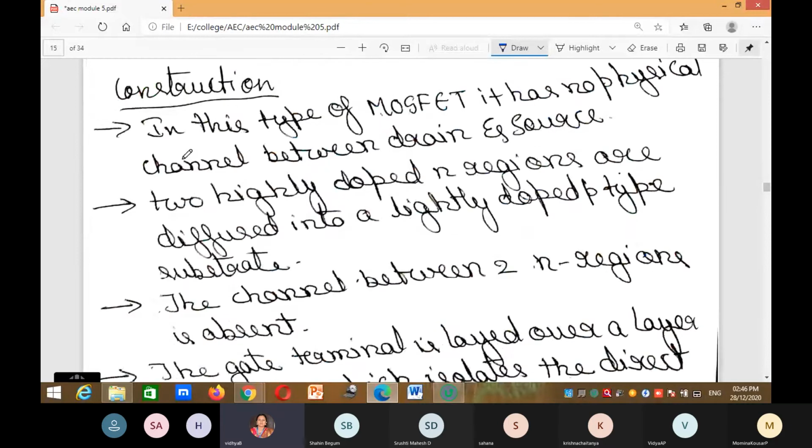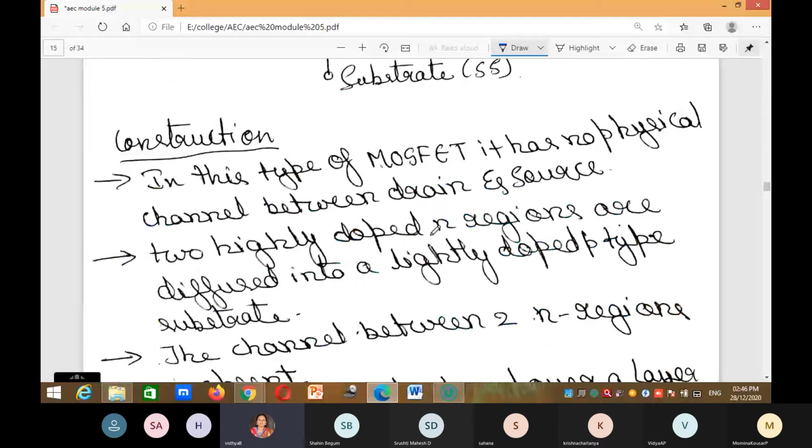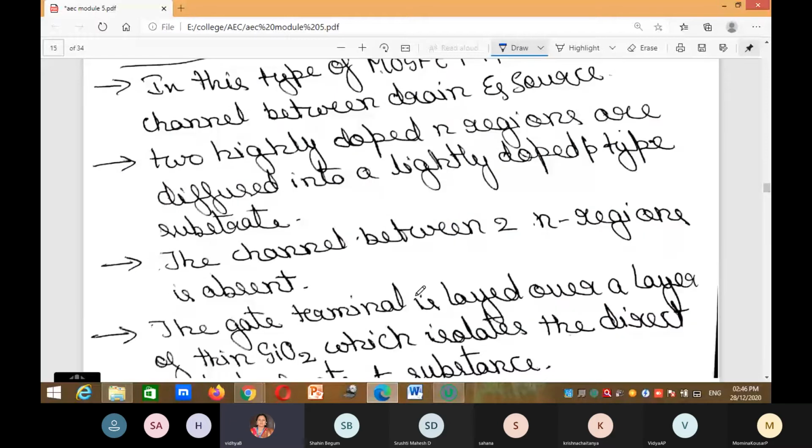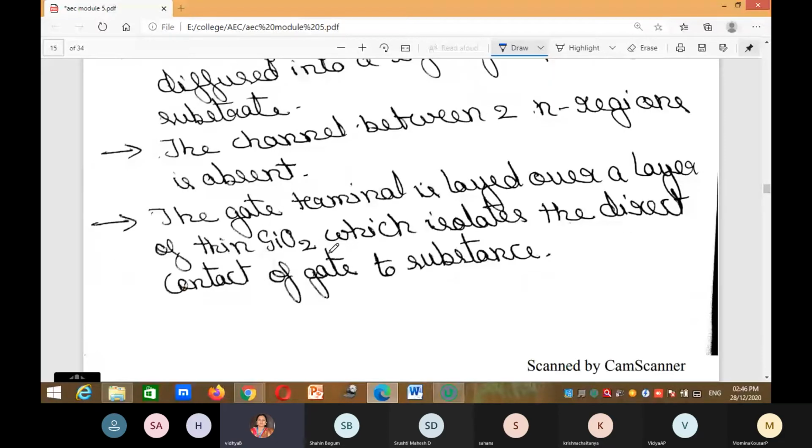In this type of MOSFET, there is no physical channel between drain and source. You can observe here, there is no channel between drain and source. Two highly doped N regions are diffused into a lightly doped P-type substrate. The channel between the two N regions is absent. The gate terminal is layered over a thin layer of SiO2, that is silicon dioxide, which isolates the gate from direct contact with the substrate.